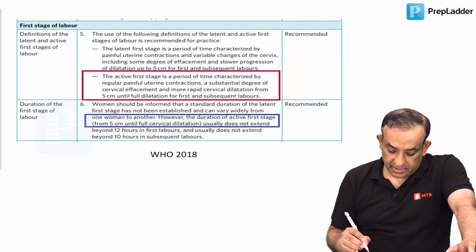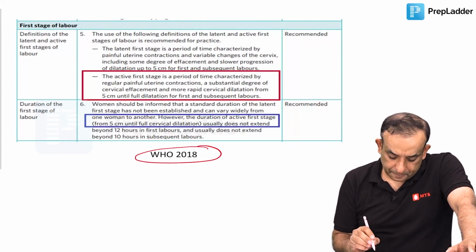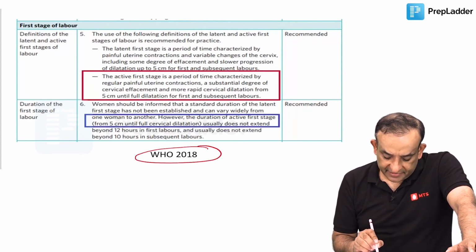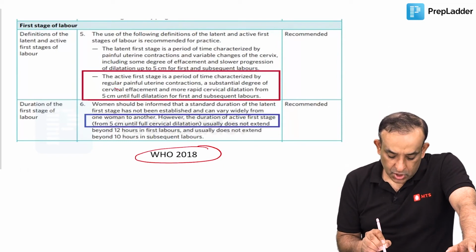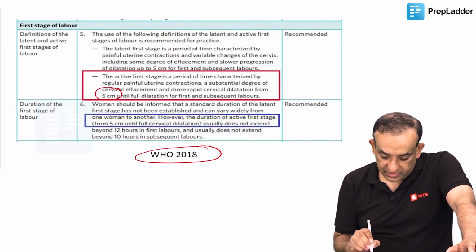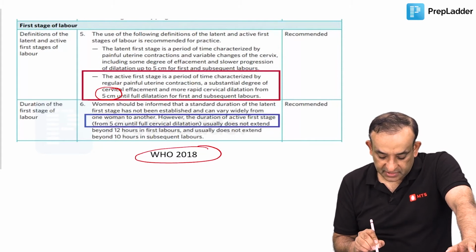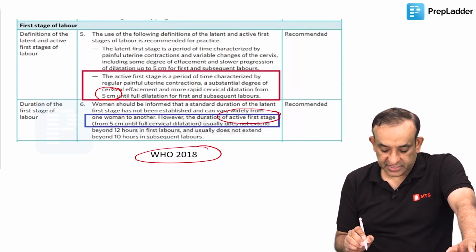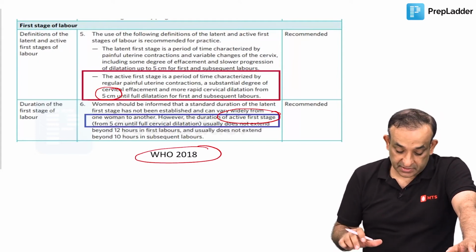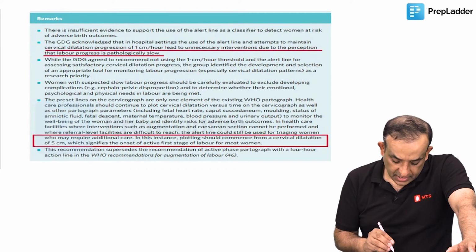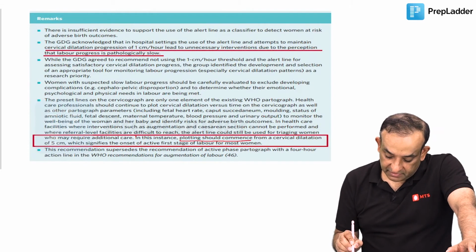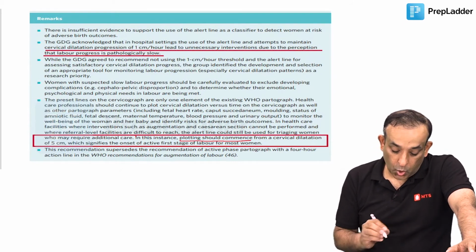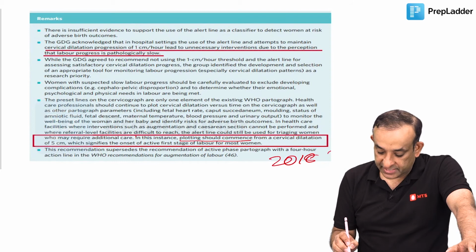Now, this is what the WHO says, 2018, that cervical effacement and more rapid cervical dilatation from 5 centimeters until full dilatation for first and subsequent labors. So for them, active labor is this one. However, the duration of active first stage from 5 centimeters until full cervical dilatation. See, again, active first stage. So for them, active labor is 5 centimeters. That is WHO. I'll read more about what WHO says. Plotting should commence from a cervical dilatation of 5 centimeters, which signifies the onset of active first stage of labor. Now, these are all 2018 WHO recommendations.